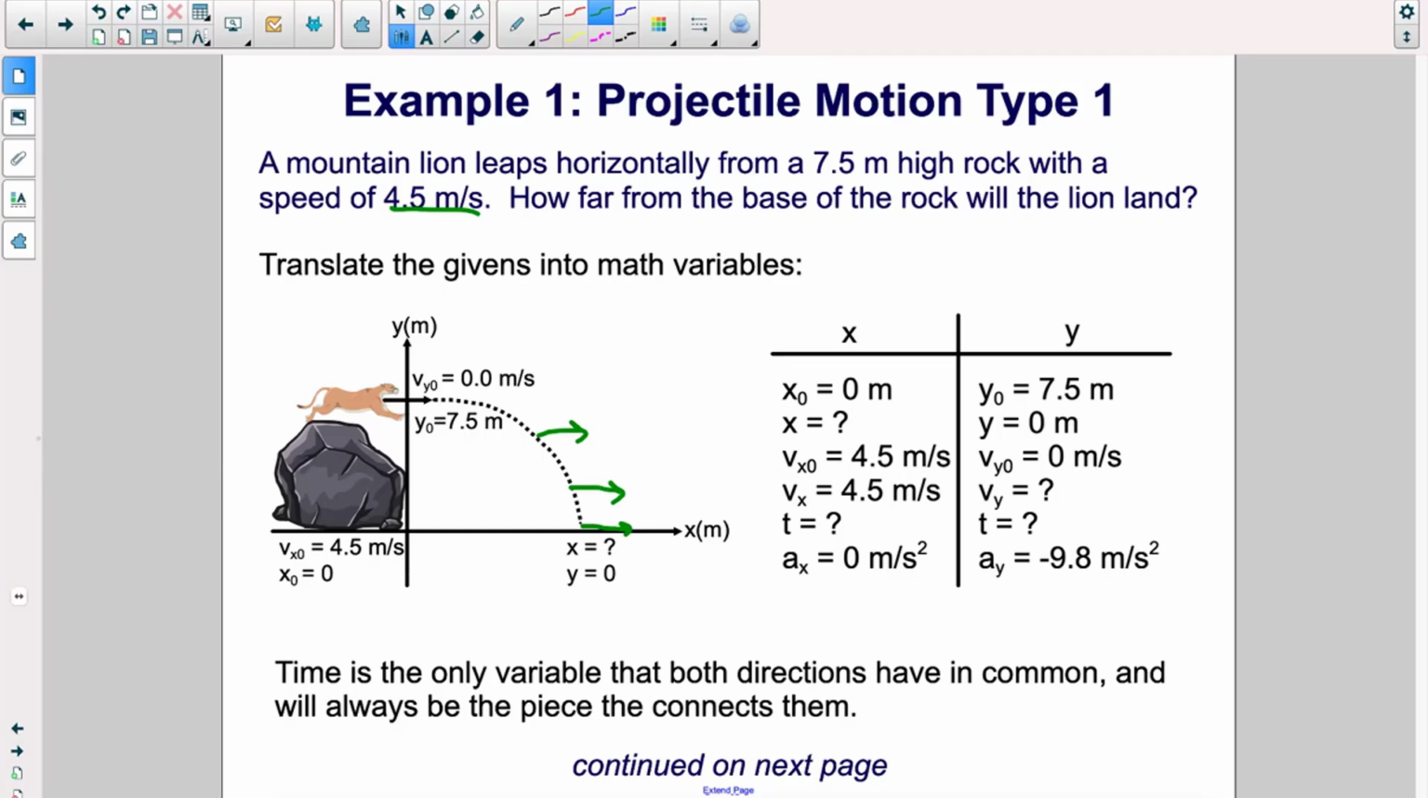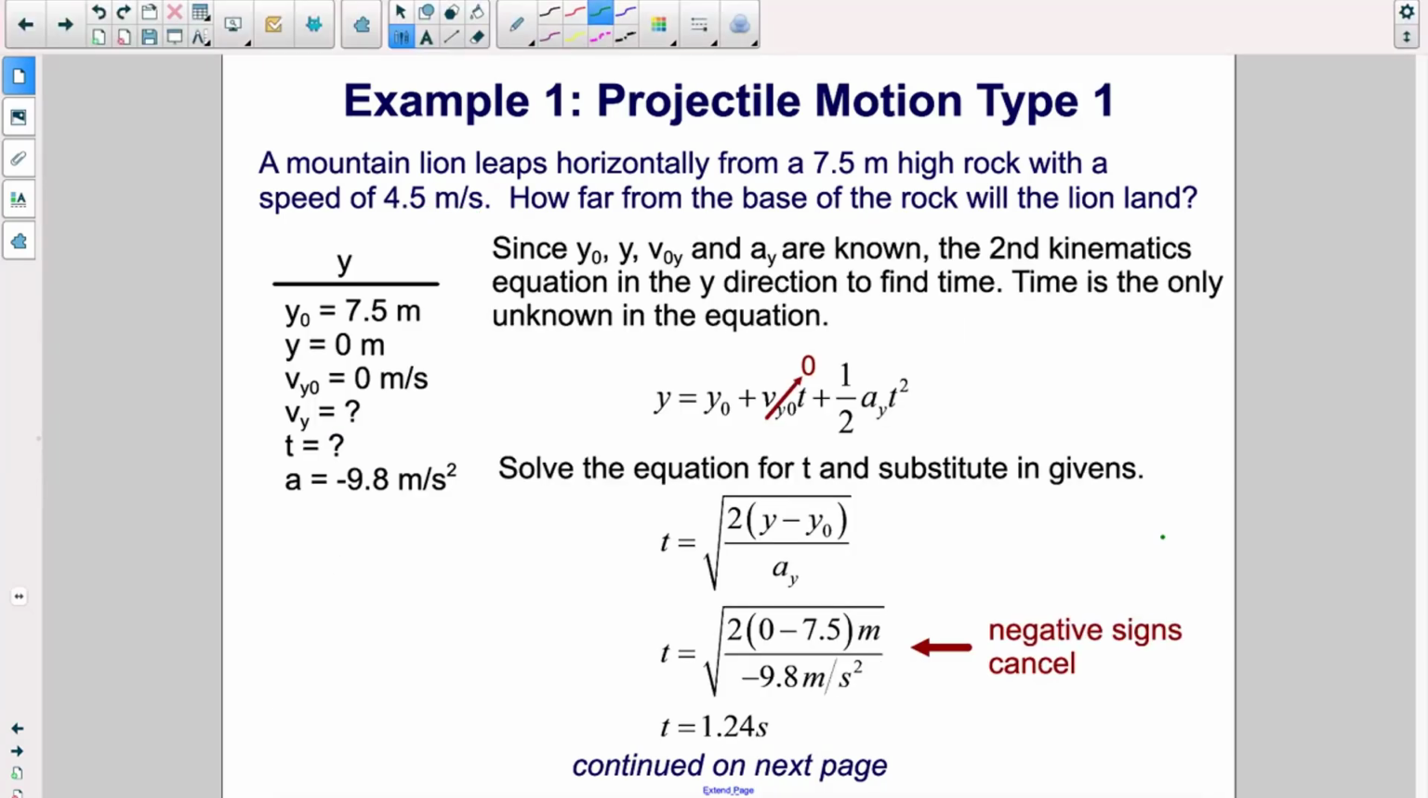Time is the only variable that both dimensions have in common, and it will always be the piece that connects them. Since we know initial y, the velocity in the y dimension initially, and acceleration in the y dimension, we can use the second kinematics equation in the y direction to find time. Time is the only unknown in this equation. So let's solve the equation for t, for time, and then substitute in the givens, and we see that that negative sign cancels with that one. This means that the lion is in the air for 1.24 seconds.